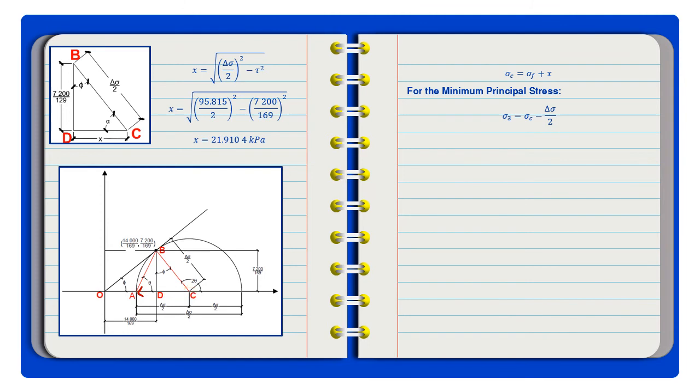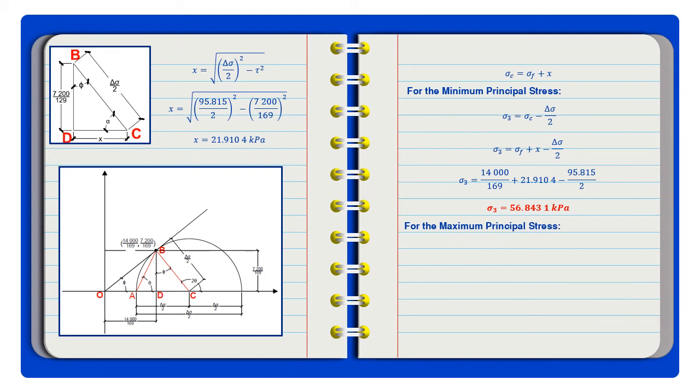So, kailangan mong i-deduct yung delta sigma sa abscissa ng center. So, we will have, sinubstitute lang natin itong equation na to, papunta dito. So, we could have sigma 3 is equal to x minus delta sigma over 2. Then, substituting values, so 14,000 divided by 169 plus 21.9104 minus 95.815 over 2, your calculator will give you 56.8431 kilopascal. So that will be our minimum principal stress.